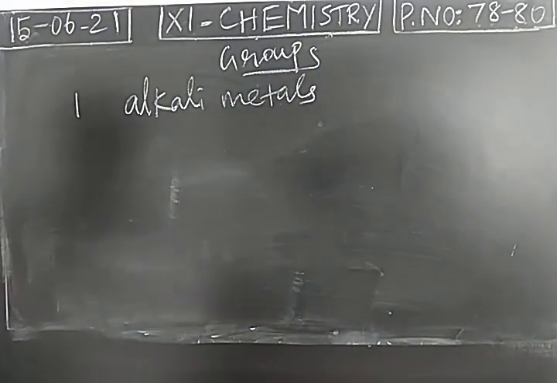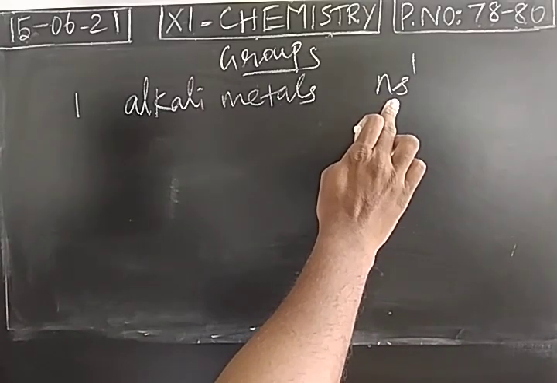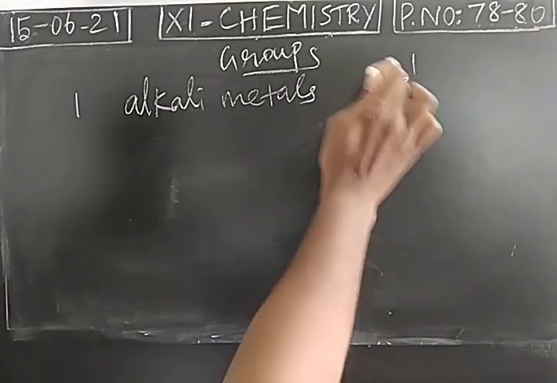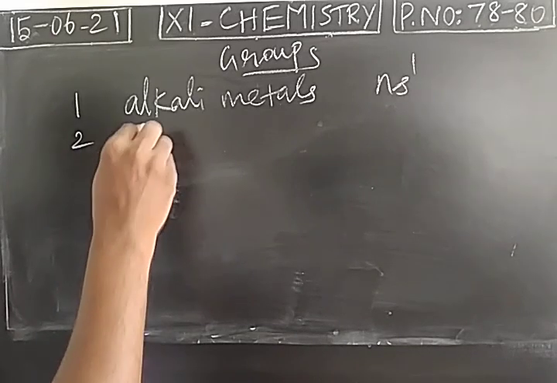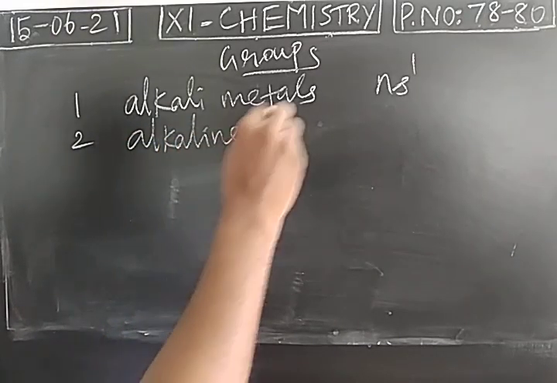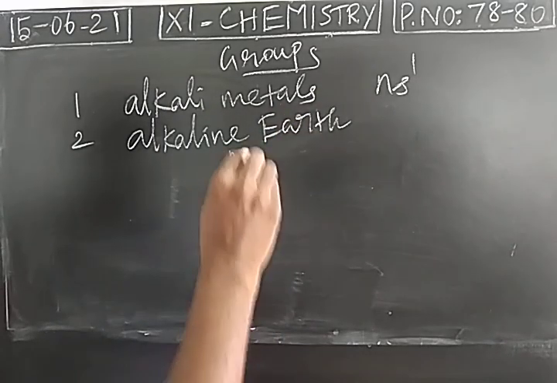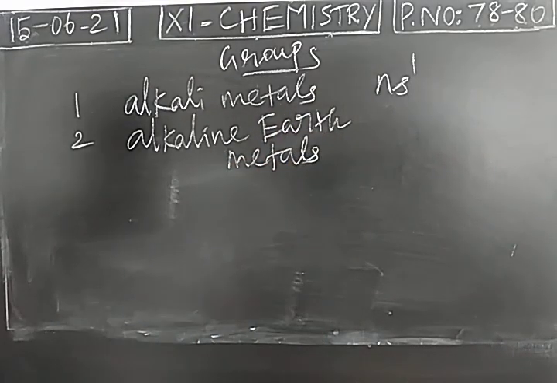So what is its general outer electronic configuration? ns1. For hydrogen 1s1, lithium 2s1, sodium 3s1. So just the principal quantum number or period number changes. Then the second group is called alkaline earth metals. Its general outer electronic configuration is ns2. The outermost orbital has 2 electrons. For beryllium 2s2, magnesium 3s2, like that it goes.